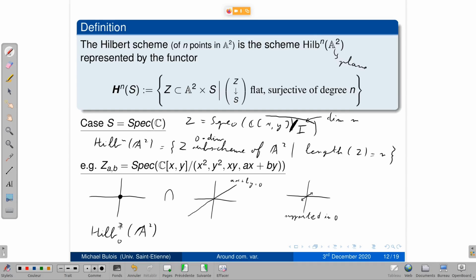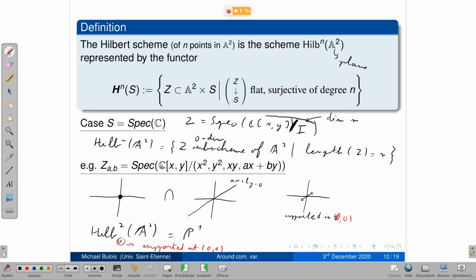Okay, and what we can say then is that Hilb0 of A2, here we take n equal to 2. This 0 is just to say that we look at schemes which are supported at the point 0. This is only P1, just to give an example. And those are exactly the set of such schemes which remember only a direction.